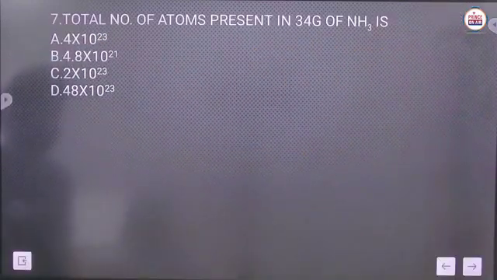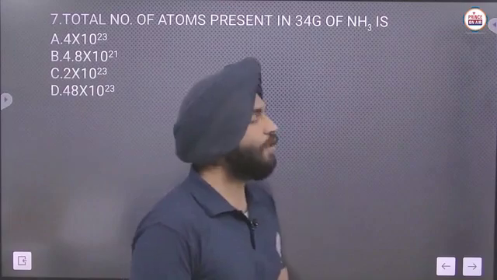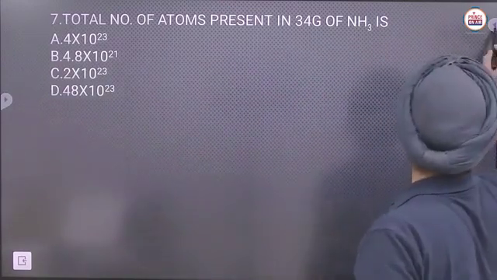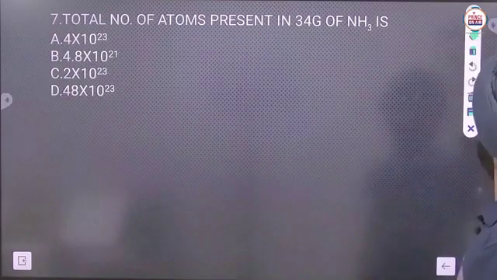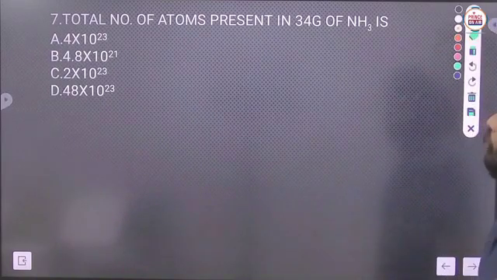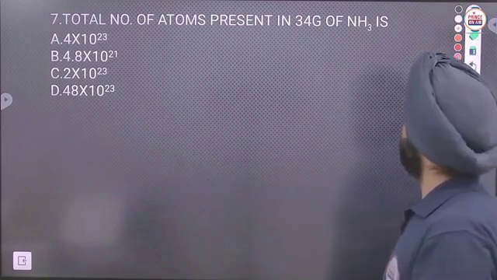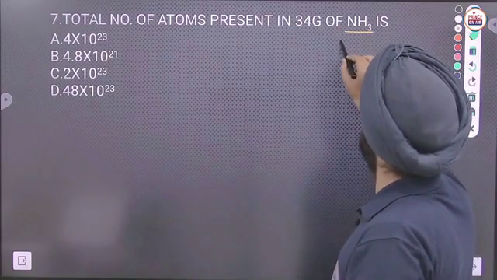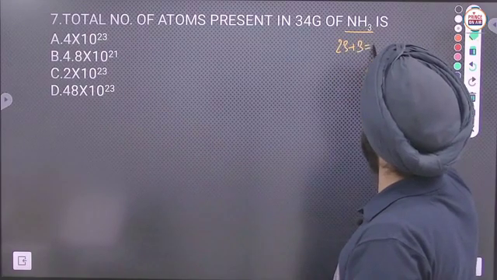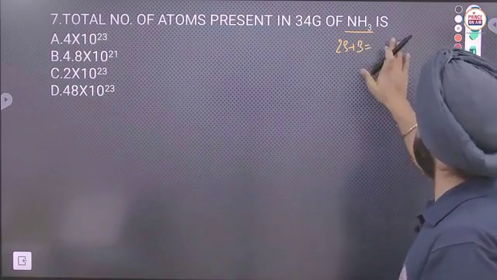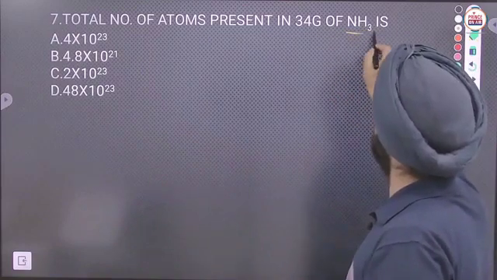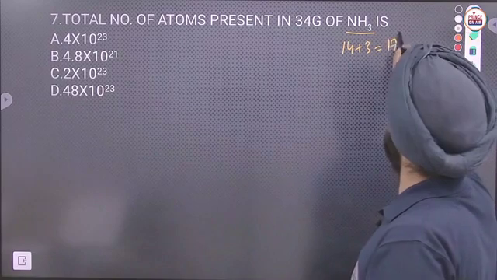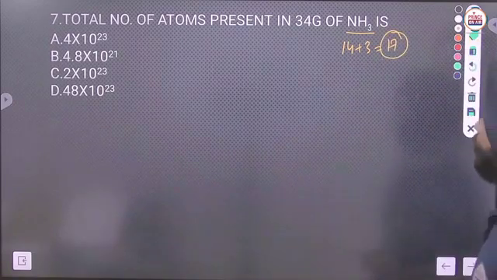Next is, total number of atoms present in 34 gram of ammonia. Ammonia's molecular mass is 14 plus 3. Nitrogen is 14 and hydrogen is 3, so 17. Okay, so for 17, clear.